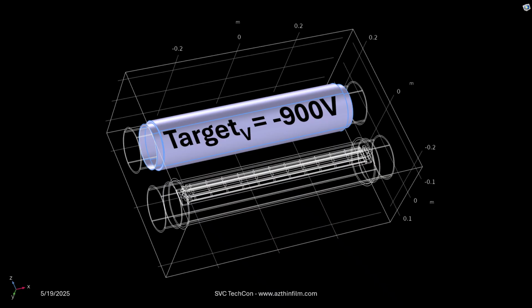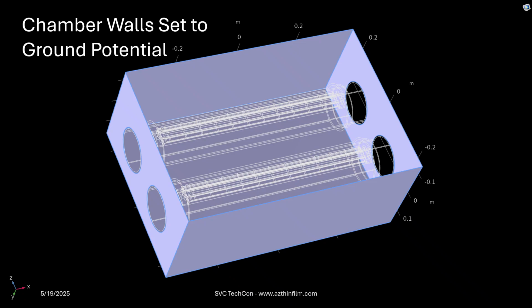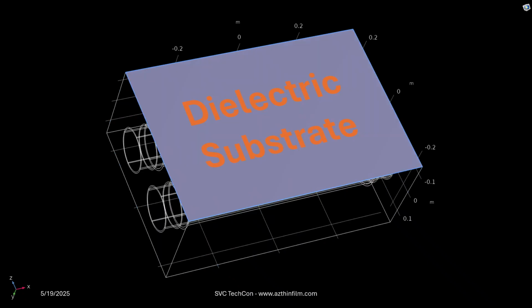We'd begin by putting a minus 900 volt potential on our target and a 125 volt potential on our anode, assuming this is a cathode pair with the top one being the target and the bottom one being the anode, and running either AC, pulse DC, or bipolar pulse DC, whichever way you're interested. One is always the anode and one is always the cathode, swapping back and forth. The chamber walls are set to a grounded potential. The substrate is set to a dielectric.